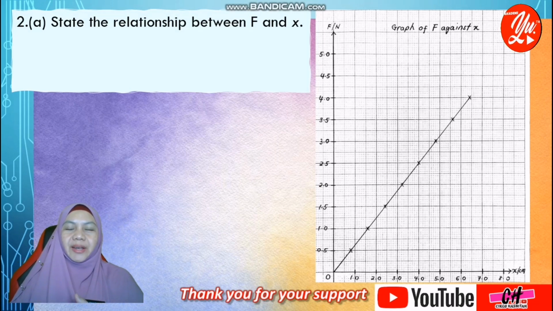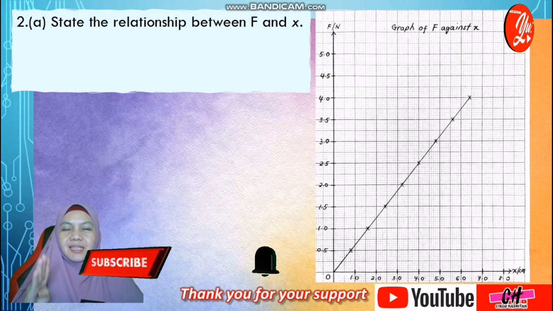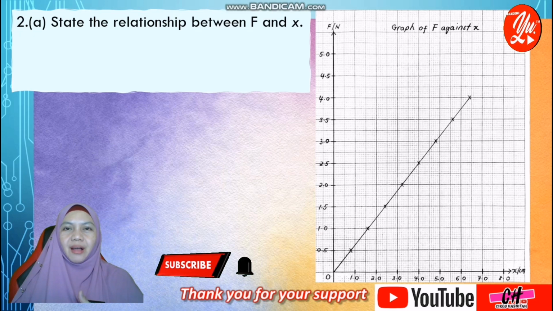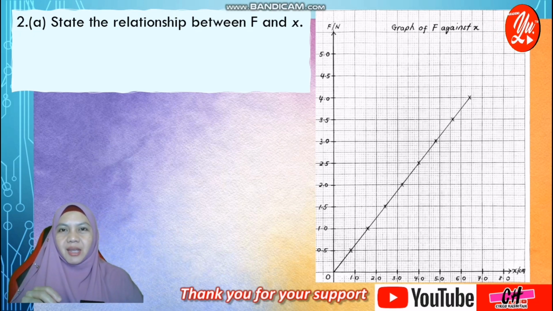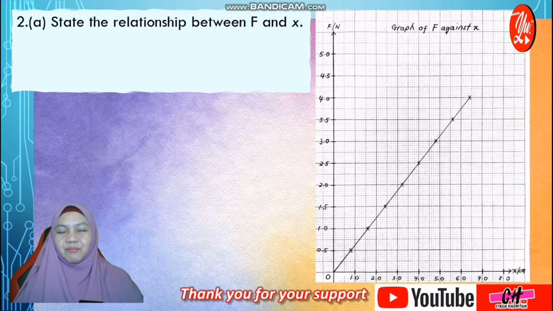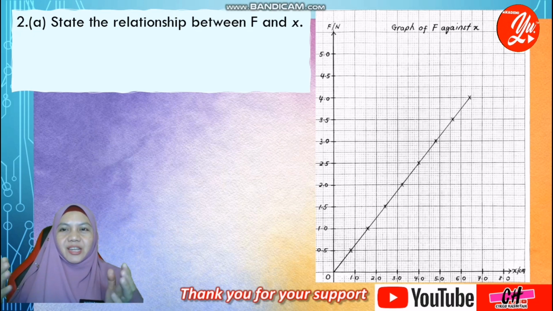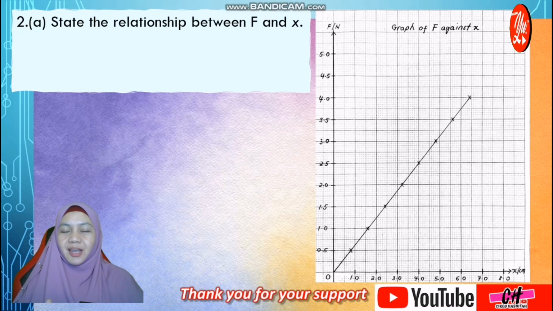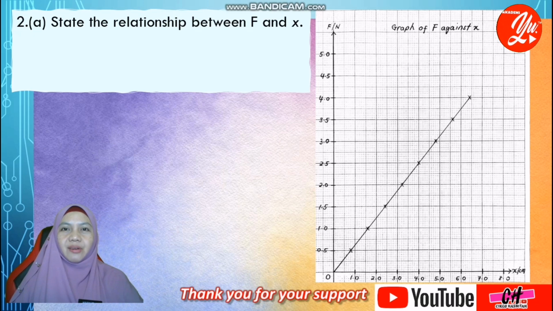For question 1, they ask you to plot a graph of F against X. So how to plot a graph of F against X? Which one has to be on the y-axis and which one on the x-axis? F against X means a graph of Y against X. So F has to be on the y-axis and X, which is the extension, needs to be plotted on the x-axis. Very good. This is my graph which I have plotted, and I hope you also have plotted your graph and can compare them with mine.